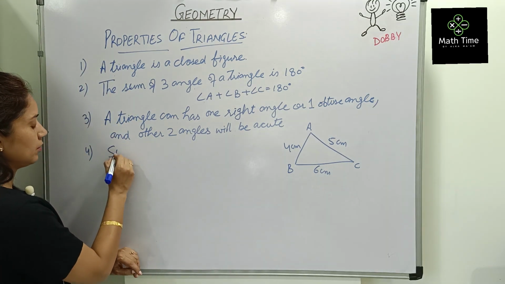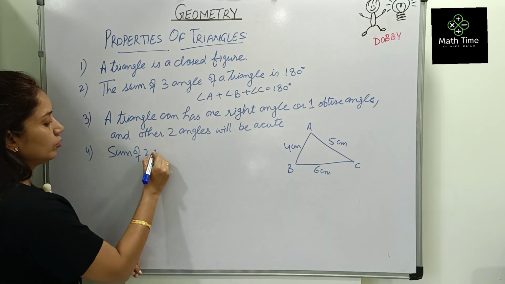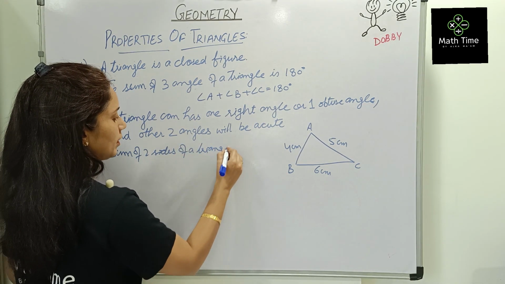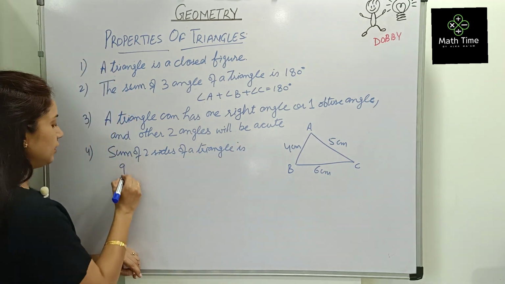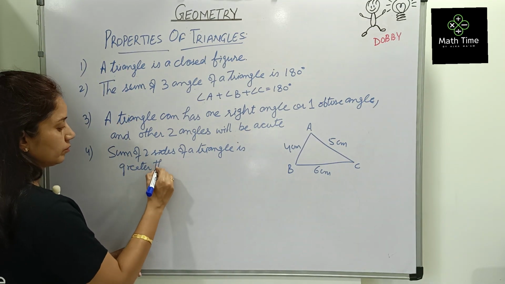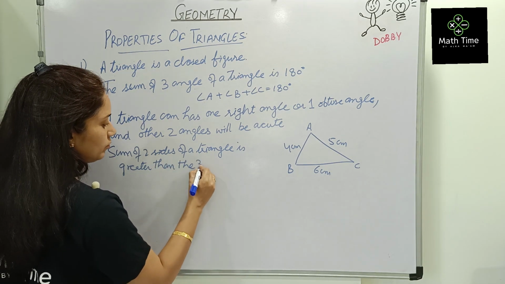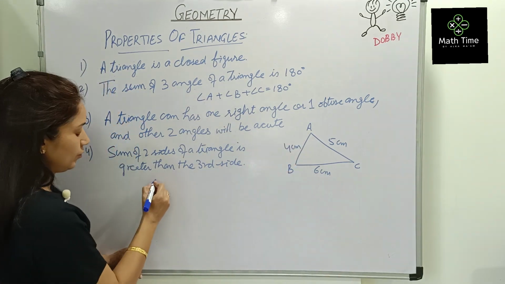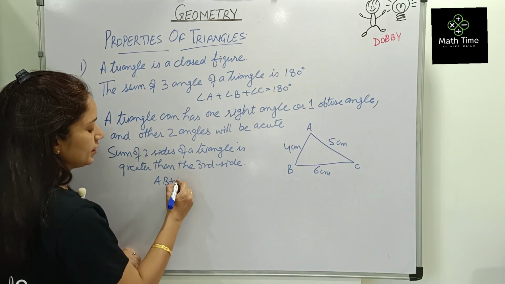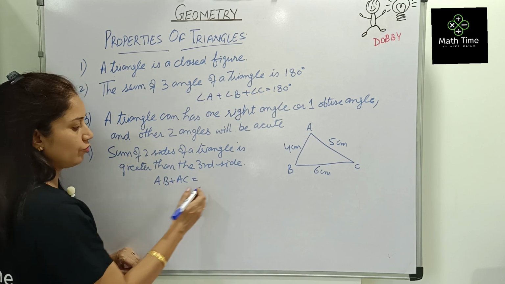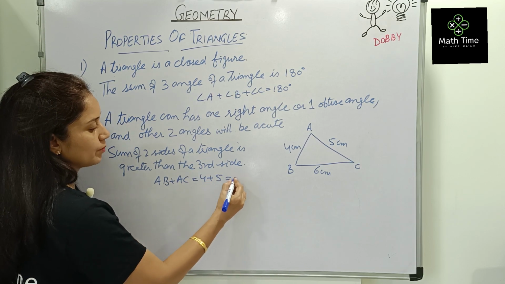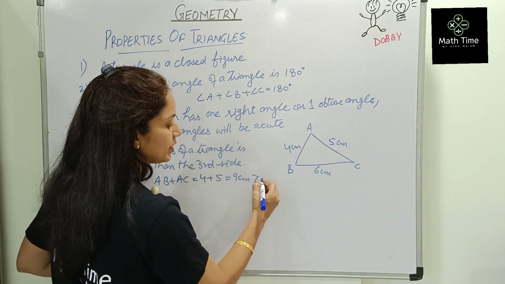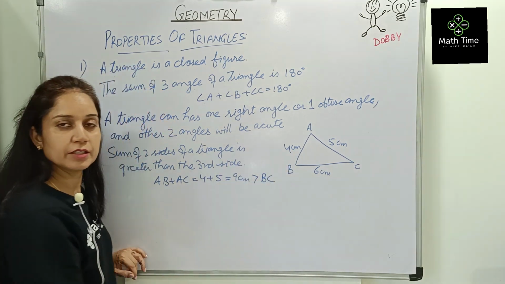That means the sum of two sides of a triangle is greater than the third side. See how? Two sides AB plus AC. Add AB 4, AC 5 becomes 9 centimeter. Yes, 9 centimeter is greater than the third side BC, which is 6 centimeter.